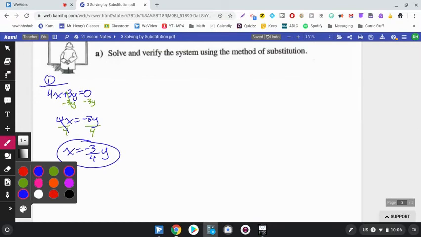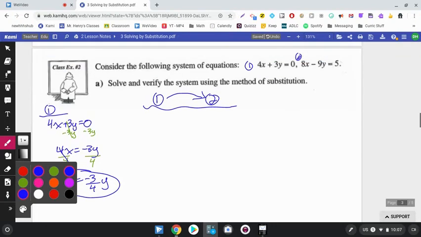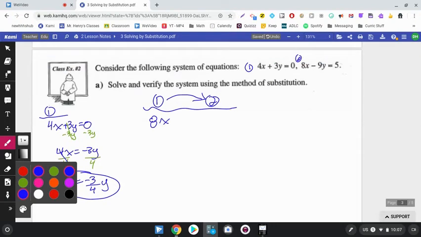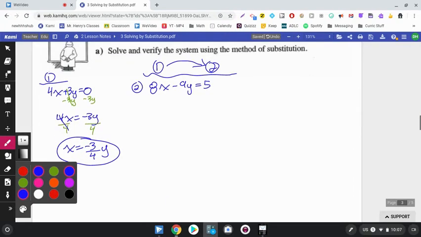So I'm going to take that as equation 1, and I'm going to plug it in to equation 2. Okay, plug it into equation 2. Equation 2 being 8x minus 9y equals 5. That's equation 2. And the substitution I have is, hey, x, don't write x, write negative 3/4 y. So I have 8 times negative 3/4 y minus 9y equals 5. Okay, and I need to solve.